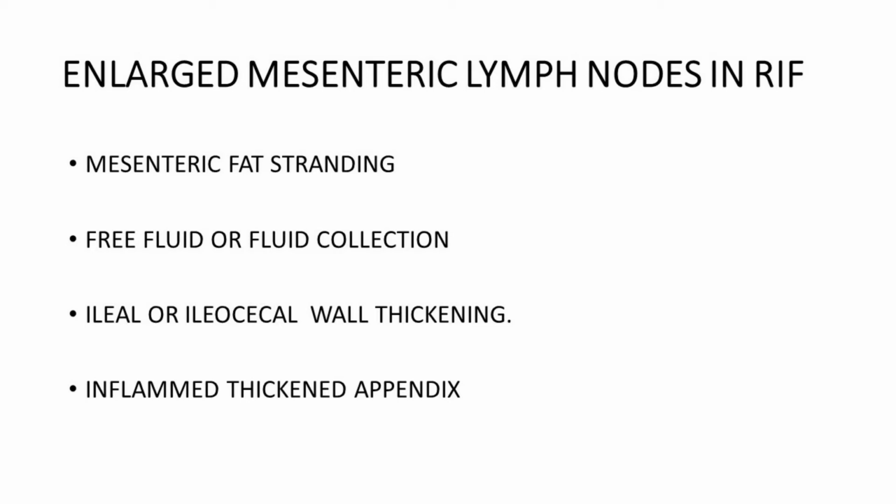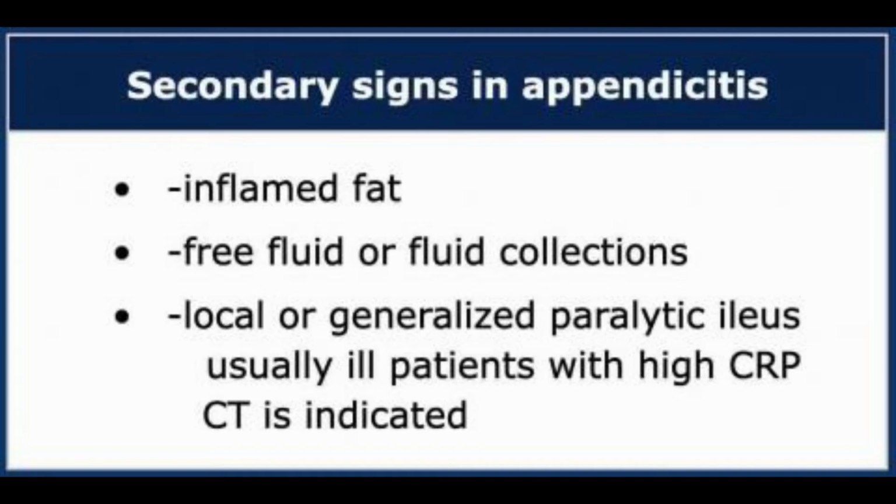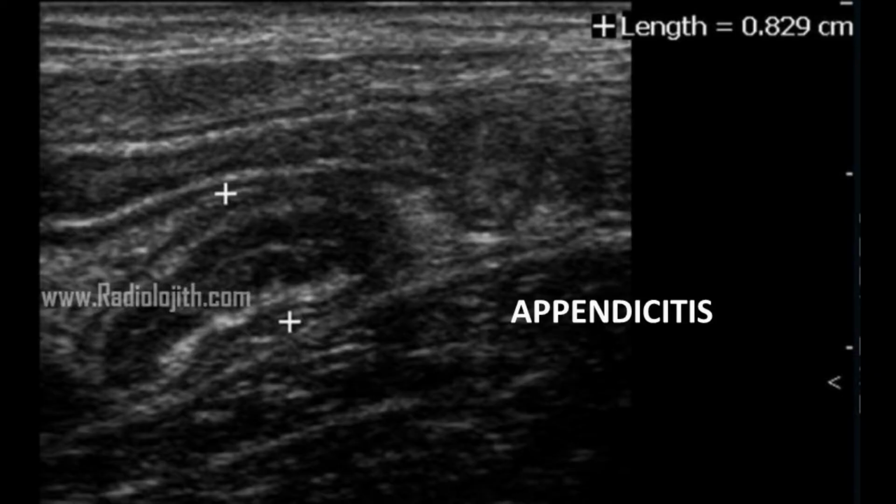I will discuss shortly the three most common causes of specific mesenteric lymphadenitis in children. Everybody knows appendicitis is the most common cause of mesenteric lymphadenitis in children, which can have mesenteric fat standing with or without any collection. Presence of thin free fluid or fluid collection might be there in the right iliac fossa, but it is not specific. The most specific finding is the thickened inflamed appendix as given in the image.